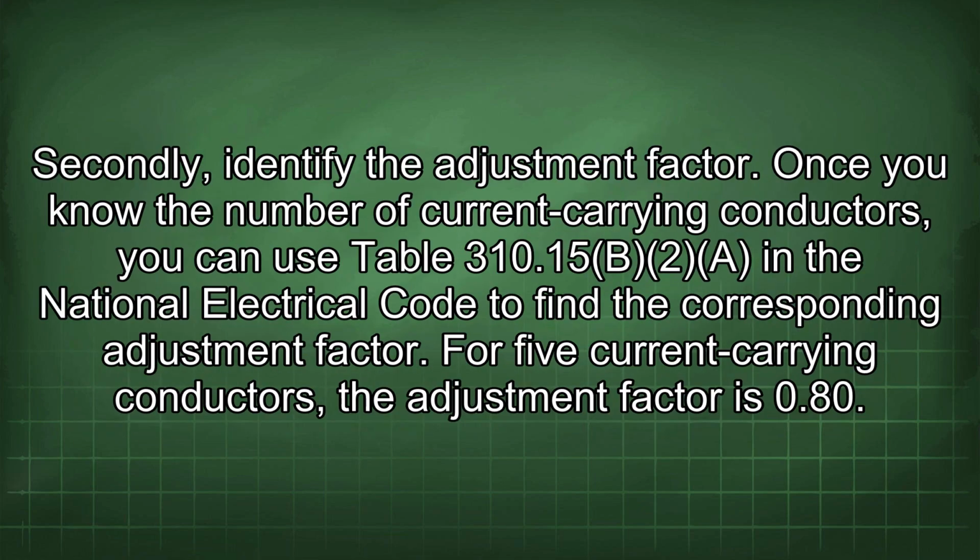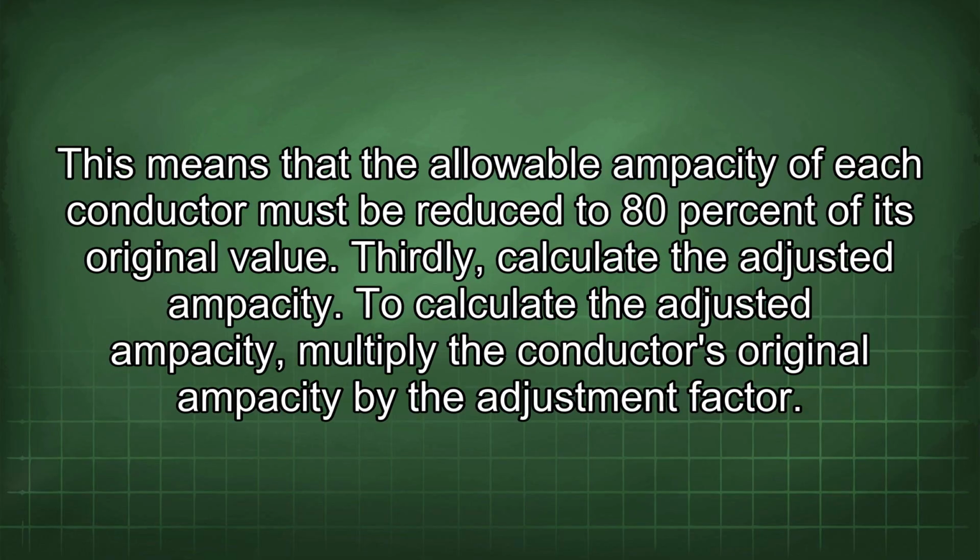Secondly, identify the adjustment factor. Once you know the number of current carrying conductors, you can use Table 310.15b2 in the National Electrical Code to find the corresponding adjustment factor. For 5 current carrying conductors, the adjustment factor is 0.80. This means that the allowable ampacity of each conductor must be reduced to 80% of its original value.